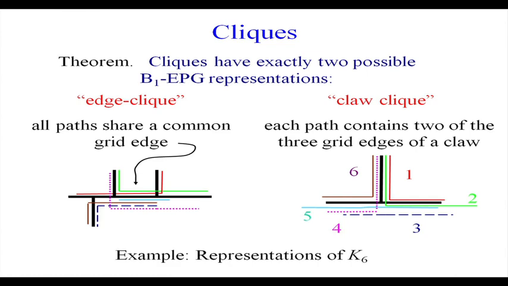Now what about cliques in such graphs? Well, we have an interesting theorem here. The cliques have exactly two possible B1 EPG representations, either as an edge clique or as a claw clique. An edge clique on the left is when all the paths share a common edge. So clearly they all share a common edge. They are a clique. But there's another kind, and that is a claw clique, where paths take 2 out of the 3 legs of this claw. And so if anyone has 2 legs out of 3, every pair will, in fact, share one of those legs. So here I have a representation of the complete graph on 6 vertices. Every pair shares at least one of these claw edges.